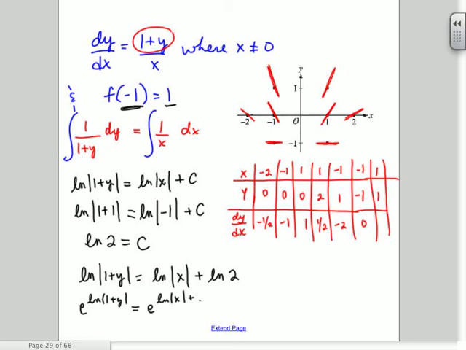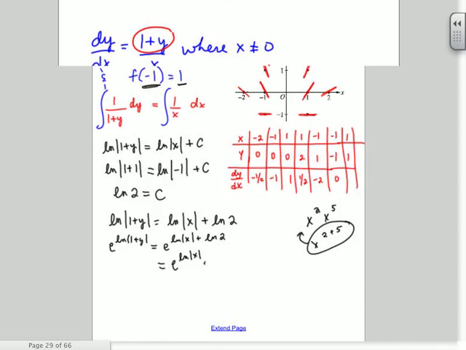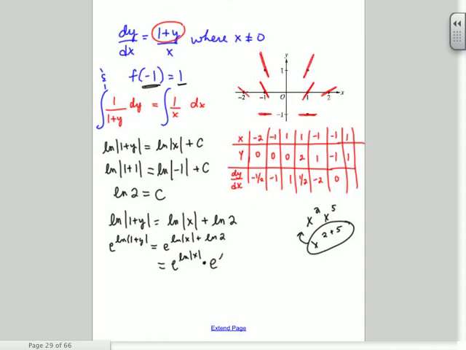And this is what we were talking about yesterday. If I had x squared times x to the 5th, that's x to the 2 plus 5. So we're going to go from this step back to that. I'm going to write this as e to the natural log of absolute value of x times e to the natural log of 2. You know what I'm saying?